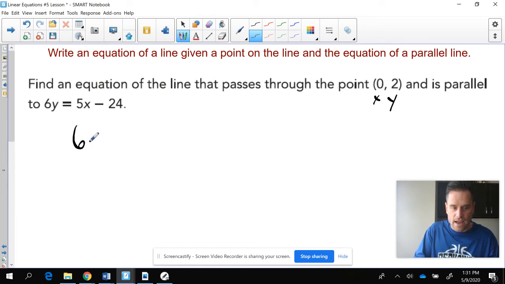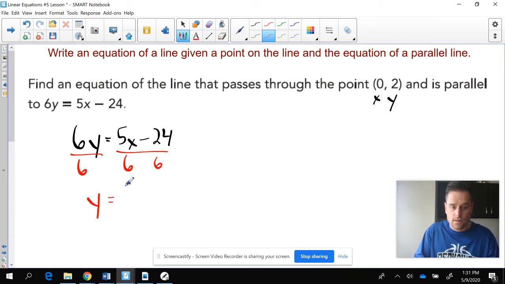So the very first thing you're going to have to do, this is going to tell me a lot if you understand this lesson, because this is what we learned last week. You have to get this by itself. We have to divide both of those by 6. 24 divided by 6 is 4. And we have y equals 5 over 6x minus 4. 5 is not the slope. This is the slope, which is 5 over 6. 5 over 6 is going to be your slope.